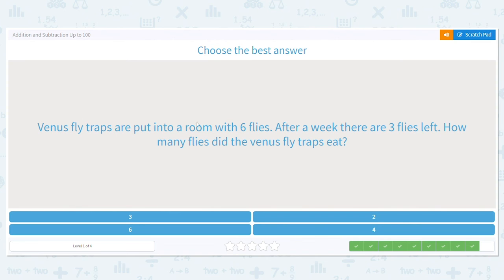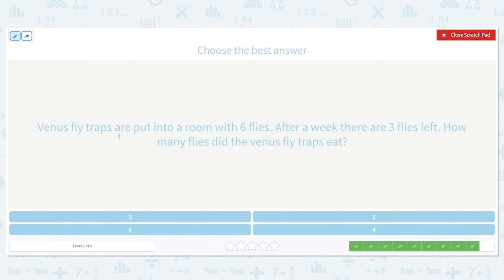Let's do one more. Venus flytraps are put into a room with 6 flies. After a week, there are 3 flies left. How many flies did the Venus flytrap eat? Okay, this is our last one. Let's finish strong. Okay, how many flies were put into the room? There's 6 to start. After a week, there were 3 flies left.